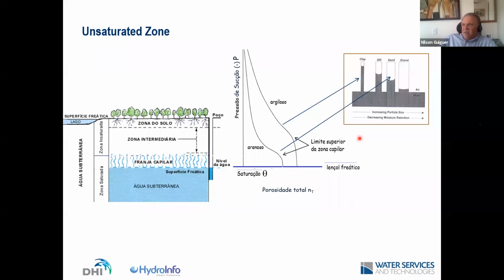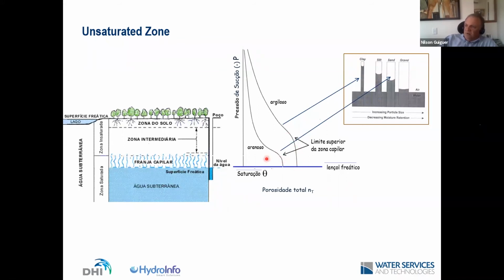Now, the unsaturated zone. Just to remind, whatever is below the water table, you have a constant saturation, which is equal to the total porosity. You cannot put more water than the total porosity. Above the water table, you have saturation that decreases with height, unless it rains, but in equilibrium, it decreases with height, and it decreases depending on the type of soil. It decreases faster or slower.